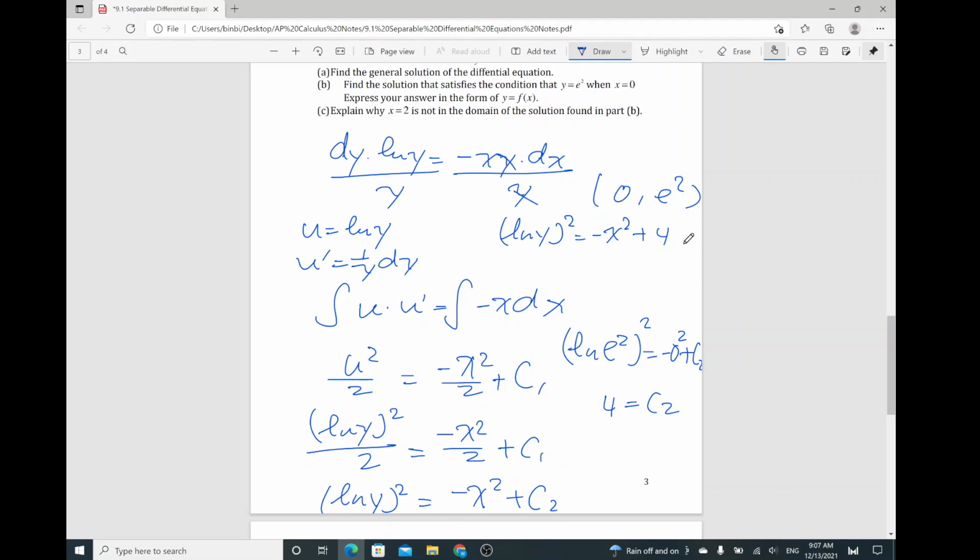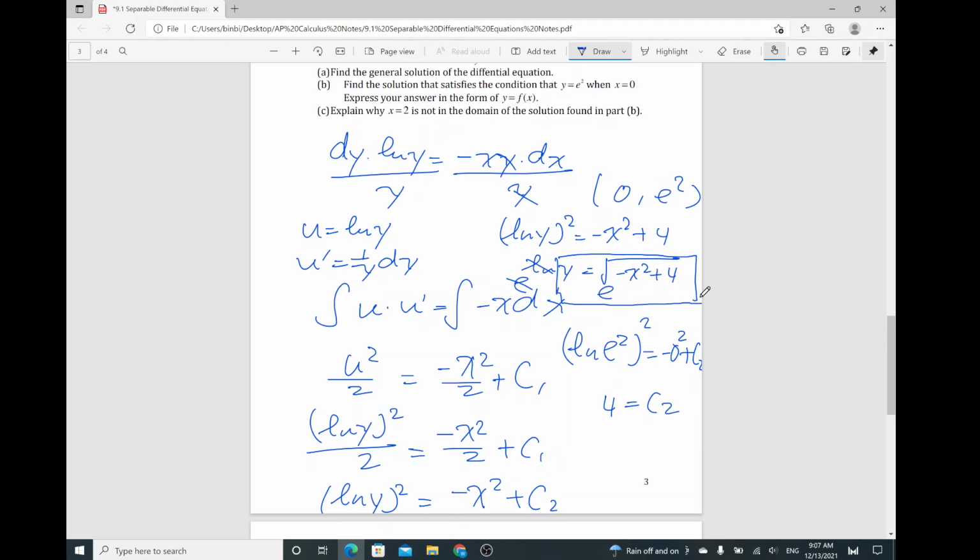And then take the square root of both sides. So we get natural log of y equals the square root of negative x squared plus 4. And then take base e on both sides. So we get y equals e to the power of the square root of negative x squared plus 4.